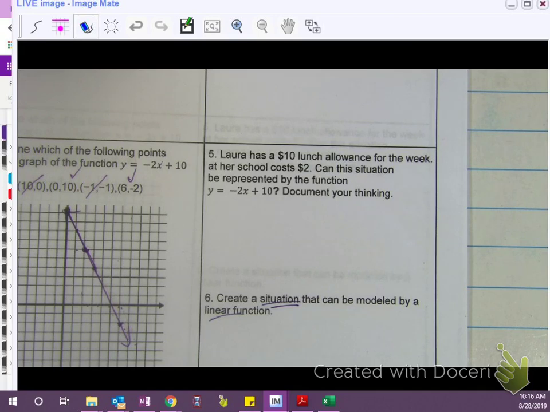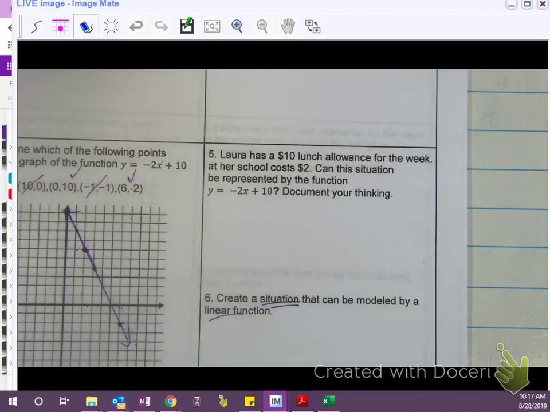Laura has a $10 lunch allowance for the week at her school. It's worded funny. Lunch at her school costs $2. Can this situation be represented by this function? Yeah. It can. So explain how you know. Because she starts at 10, so that's the y-intercept. Yes. And then she loses 2 every day. Every time she eats lunch, she loses 2. Yes. Very good. So be sure you document your thinking.